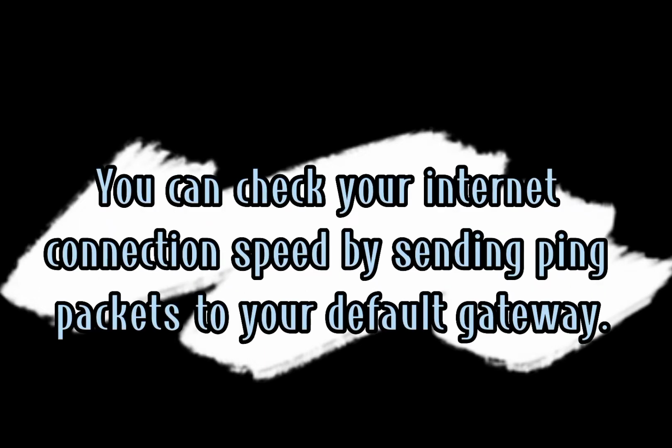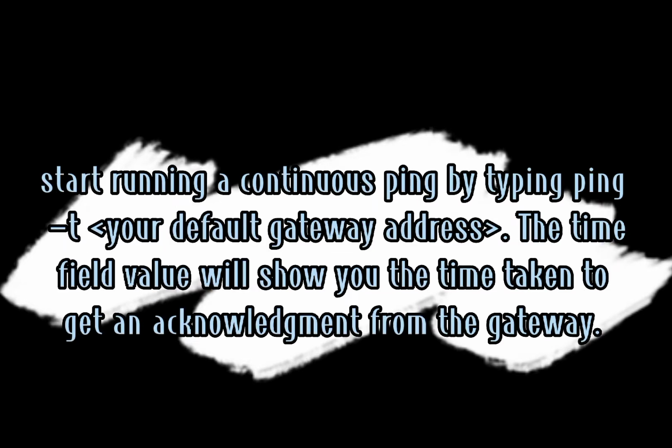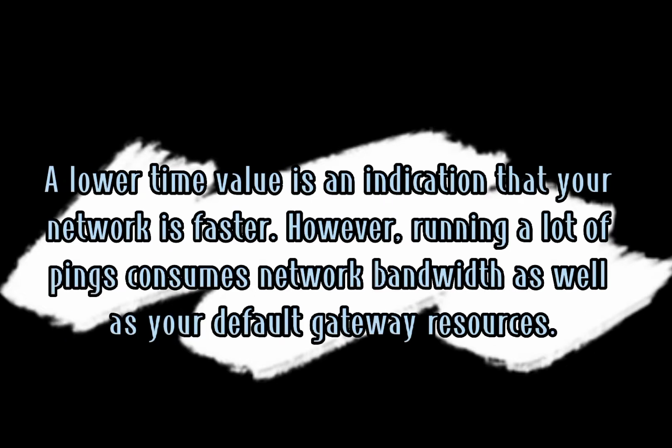You can check your internet connection speed by sending ping packets to your default gateway. To know your default gateway, you can use the ipconfig /all command. Once you get the IP address of your default gateway, start running a continuous ping by typing ping followed by your default gateway address. The time field value will show you the time taken to get an acknowledgement from the gateway. A lower time value is an indication that your network is faster.